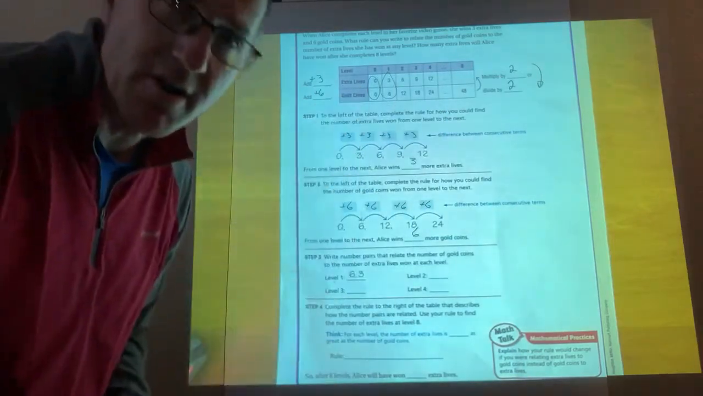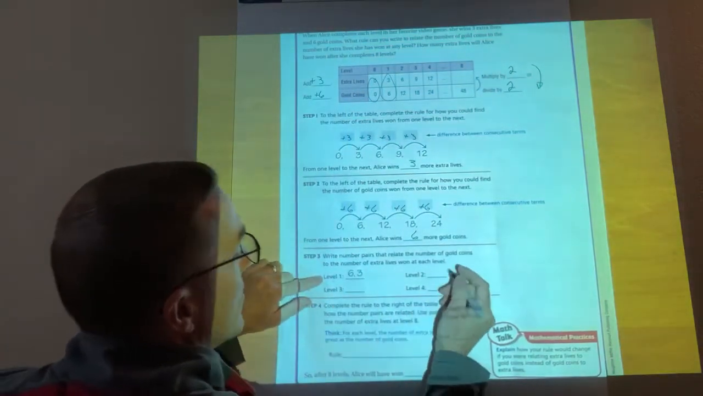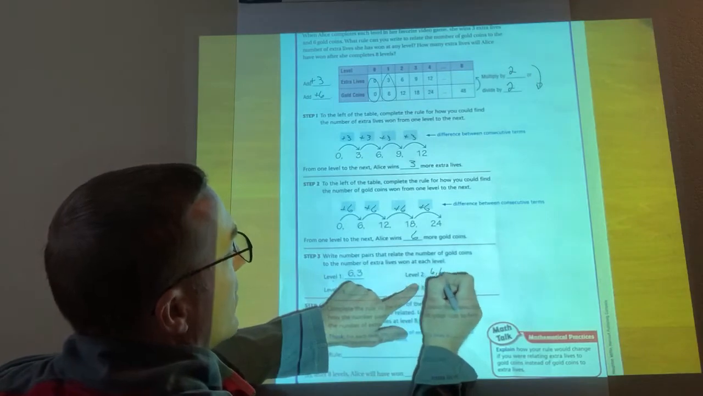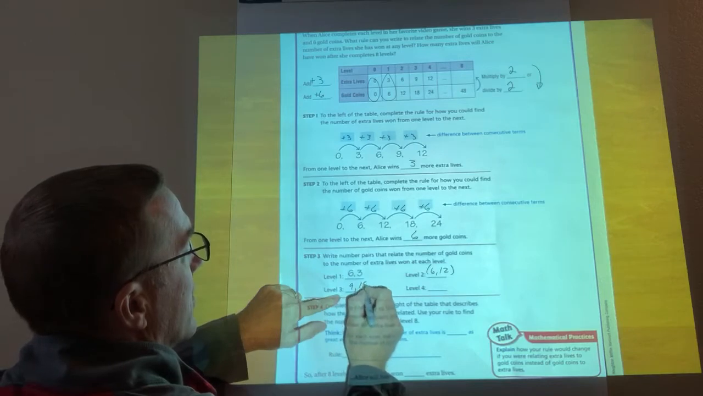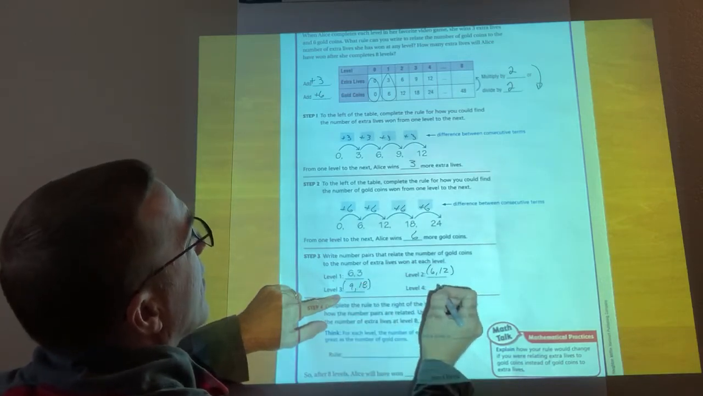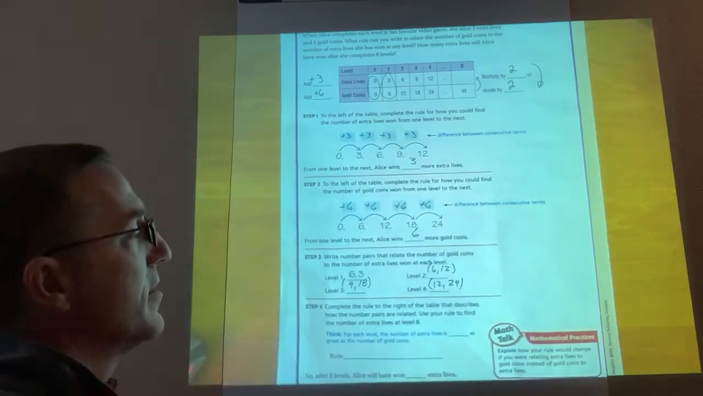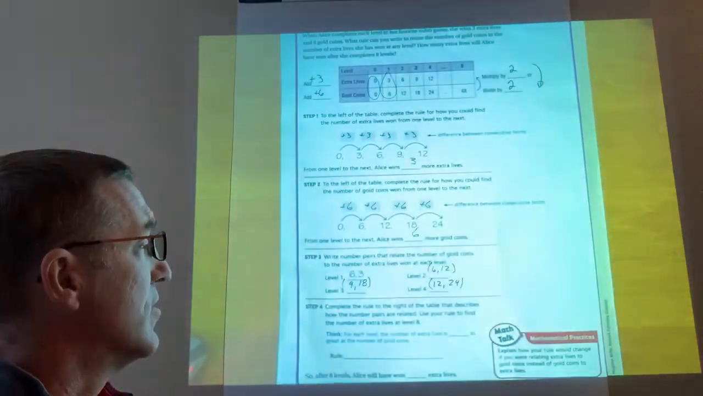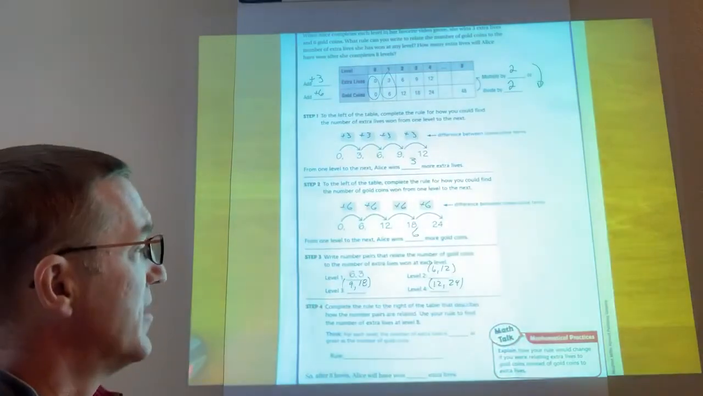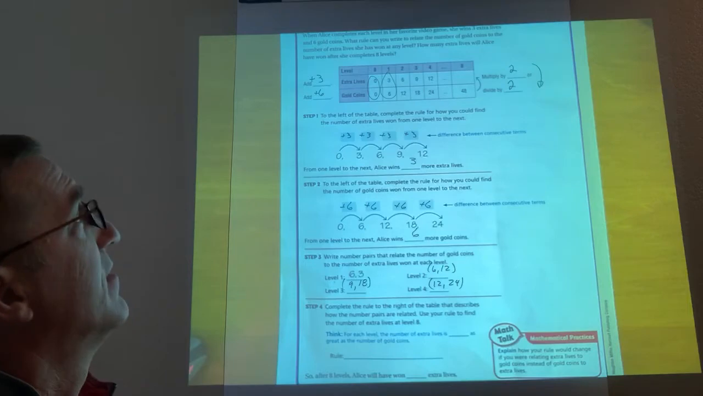If I started at 0, 0 and I was going to plot that, what would that be? That's right, the origin. So level 1, I'm at 3, 6. Level 2, I'm at 6 and 12. Level 3, 9 and 18. And level 4, I'm at 12 and 24. Okay, so it says here we want to go all the way to level 8. Complete the rule to the right of the table that describes how the number of pairs are related. Use your rule to find the number of extra lives at level 8.